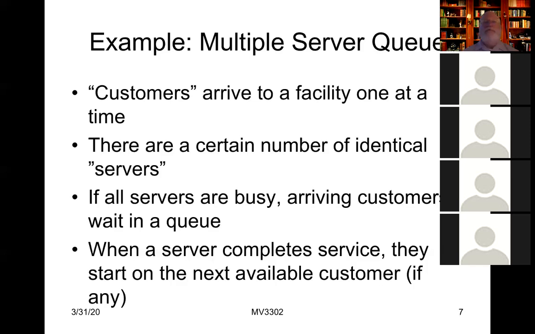Now, a slightly more interesting example is something called the multiple server queue. The idea here is that you have customers, and the customers are in quotes because the customers could be literal customers, like arriving at a restaurant or a bank or any kind of facility. Like a bank, if you've actually been in a bank lately, instead of doing everything online, there are typically a bank, as it were, of tellers.